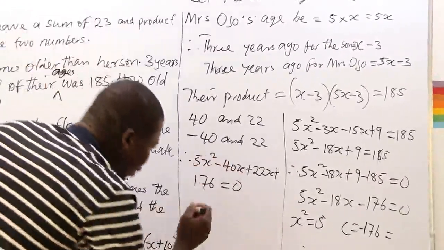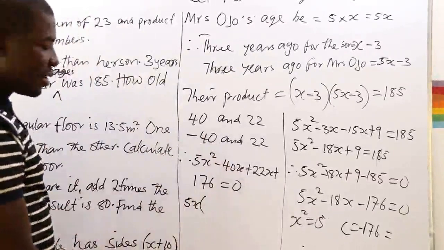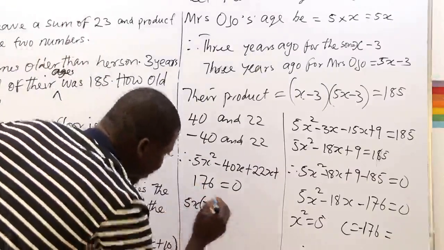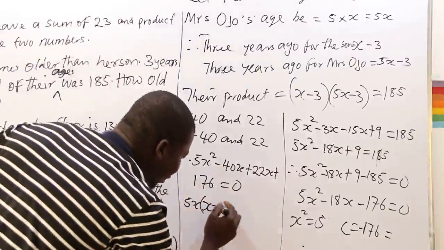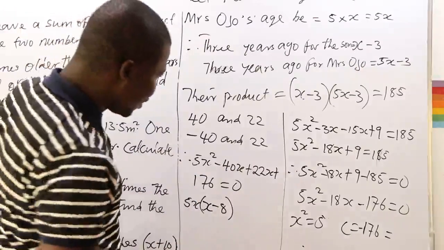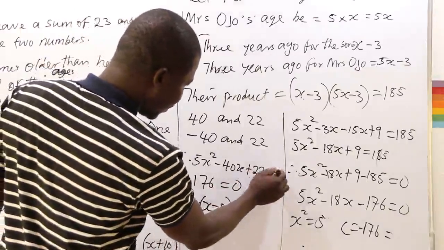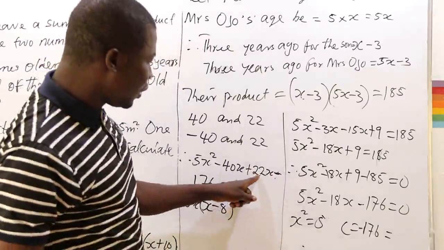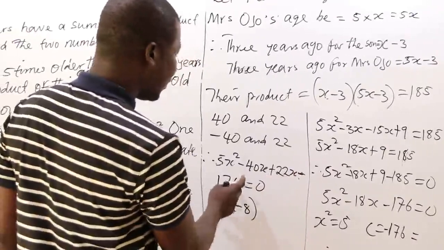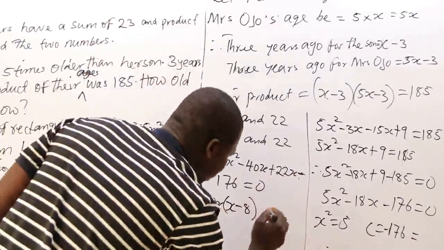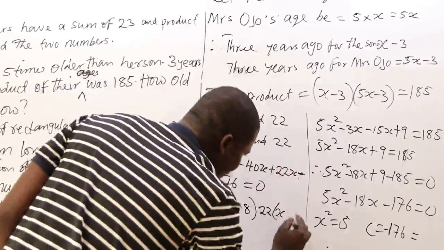So 5 is common. So we put 5x outside the bracket. 5x squared divided by 5x, we are left with x. Now minus 40x divided by 5x, we are going to be left with minus 8, plus the bracket. Then for this term, 22x and 176, 22 is common. Then 22x divided by 22, left with x.